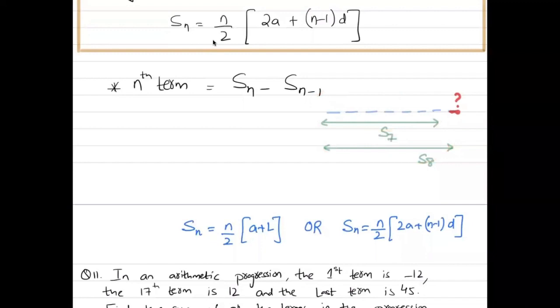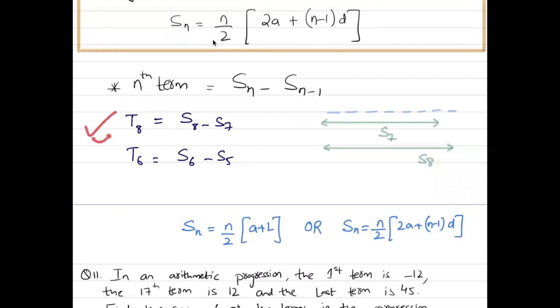Yes or no? Okay, so please remember this as well, that sometimes the question may be designed in such a way that to find the 8th term, you will have to do the calculation S8 minus S7. If I want to find the 6th term, first find the sum of the first 6 terms minus the sum of the first 5 terms. That is going to give you the 6th term. Is everyone clear with this logic?